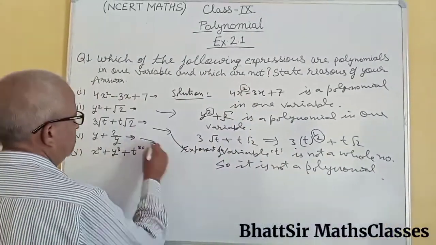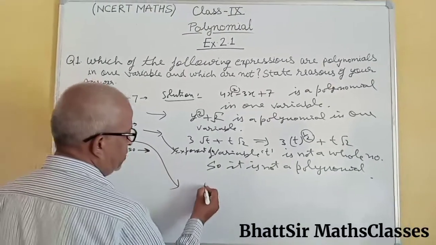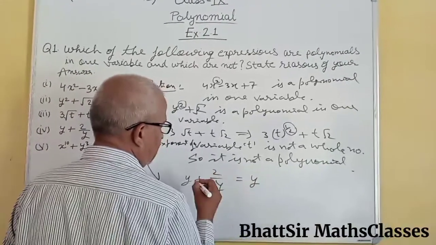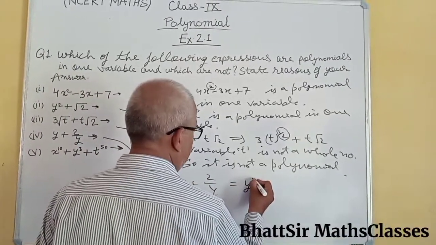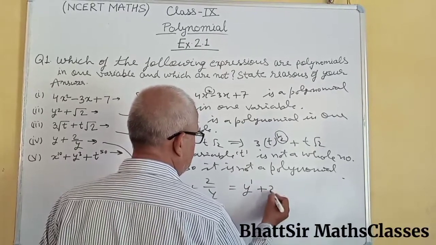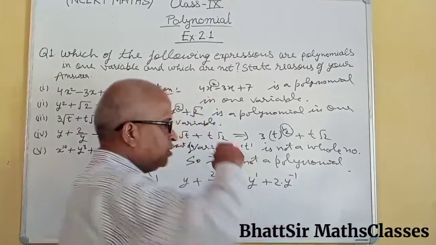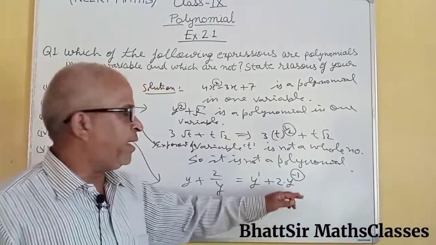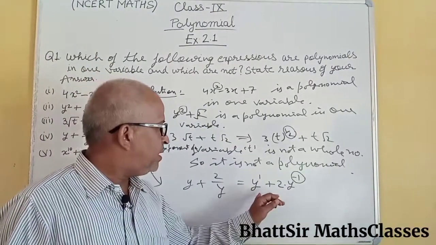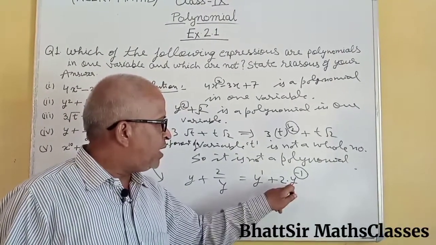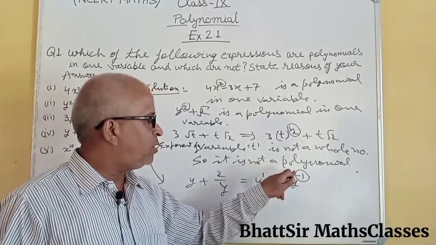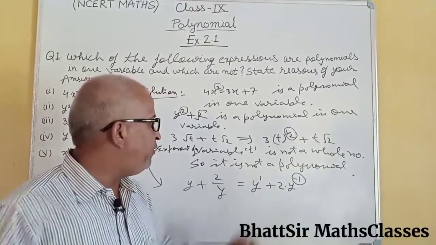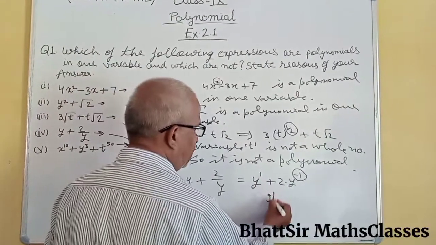Fourth part, y plus 2 upon y. We can write it in this manner: y power 1 plus 2y power minus 1. So that is why, in this polynomial, the exponent of y in the second term is not a whole number. So that is why we can say it is not a polynomial.